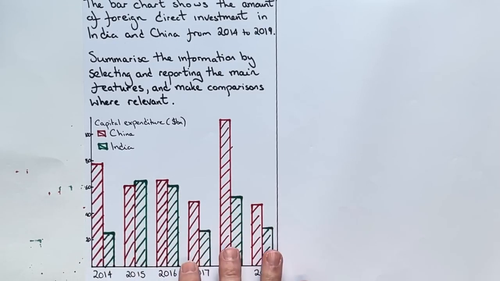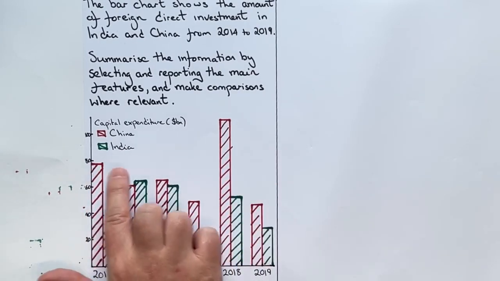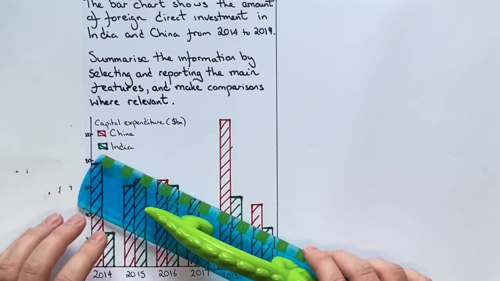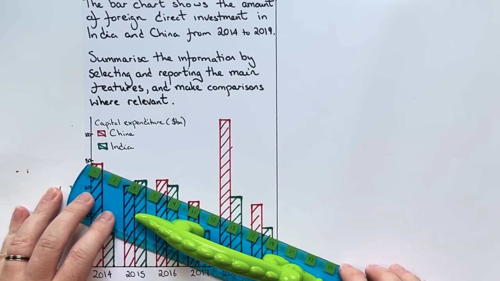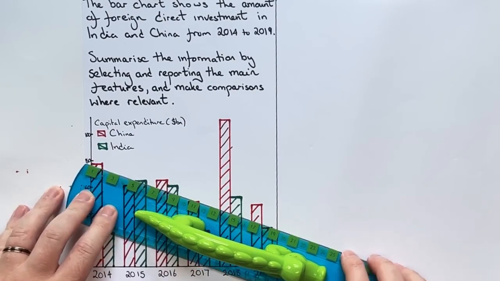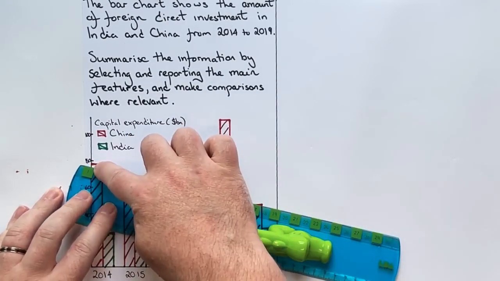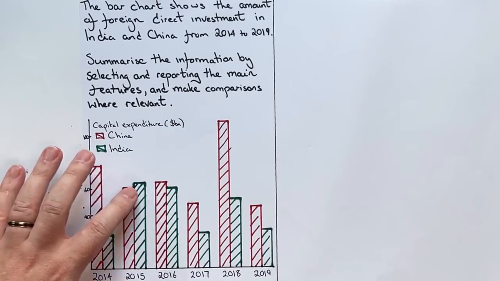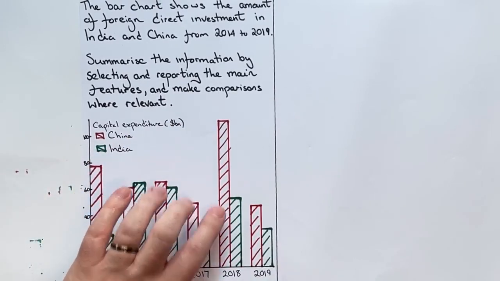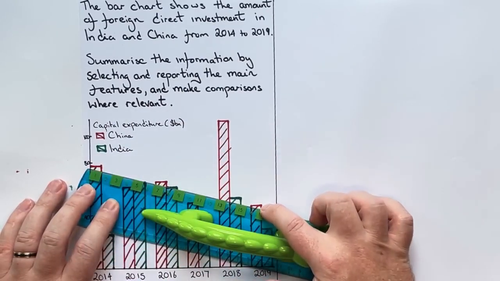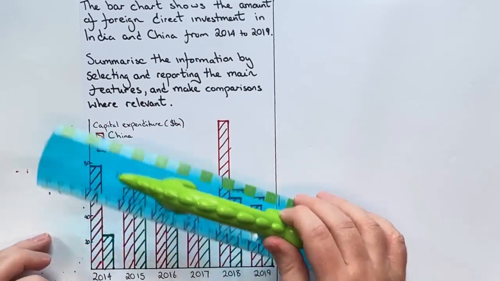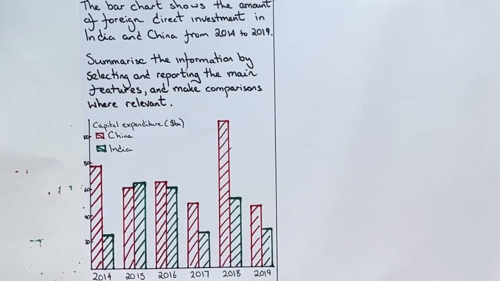So let's have a look at the data to help us understand. If you get dates over time, it is good to look for general trends. So for China, and apologies, this is my 8-year-old's ruler from school. If we look at the general trend, 2014, it goes down, stays kind of steady, pops back up, but in general, it's going down. All right. So China's foreign direct investment generally is going down.